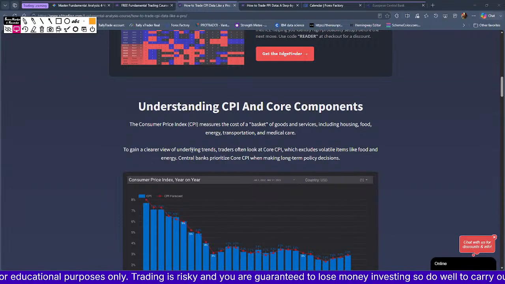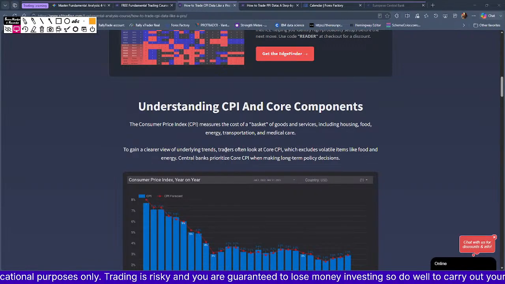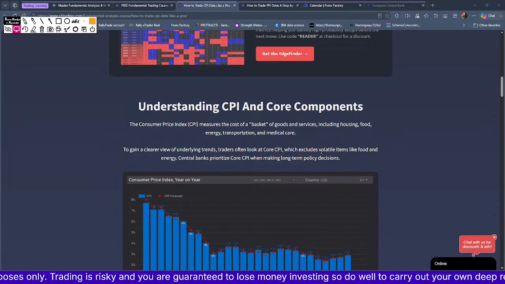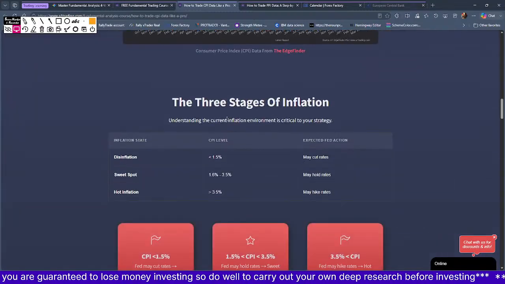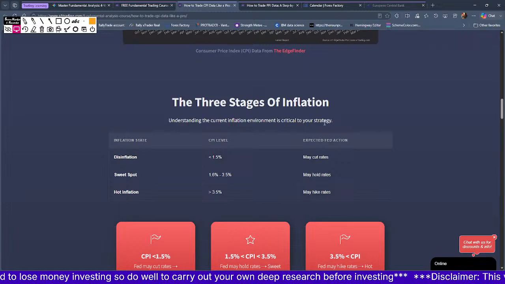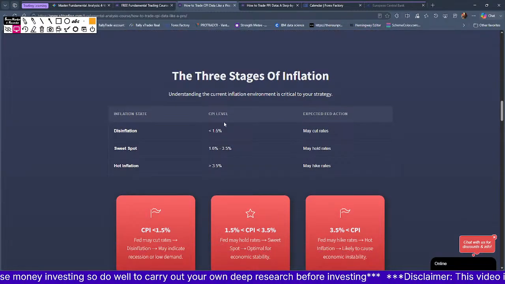To get a clearer view of underlying trends, traders often look at the core CPI, which excludes volatile items like food and energy. Central banks prioritize core CPI when making long-term policies. So, the three stages of inflation. Understanding the current inflation environment is critical to the strategy.